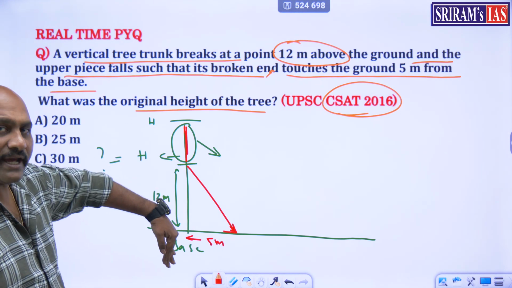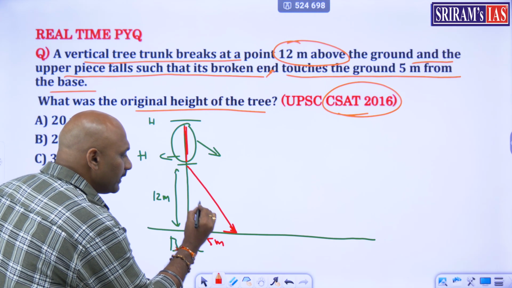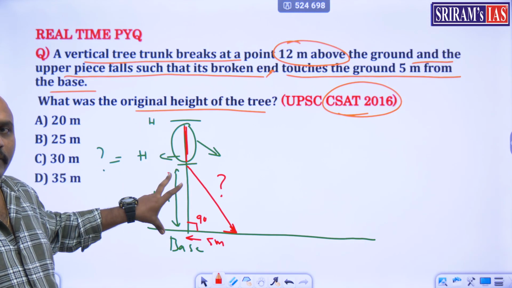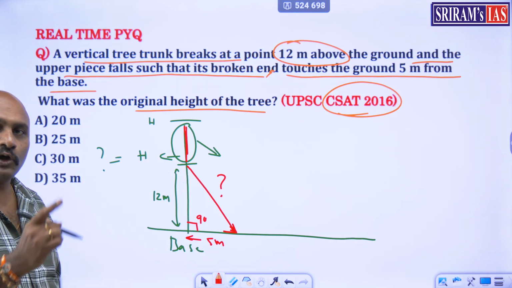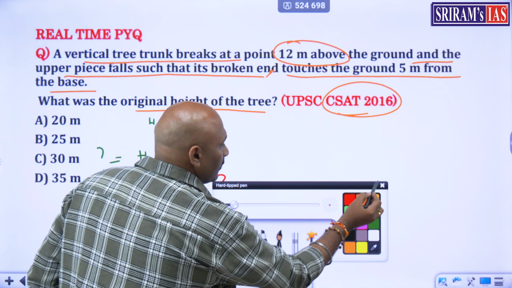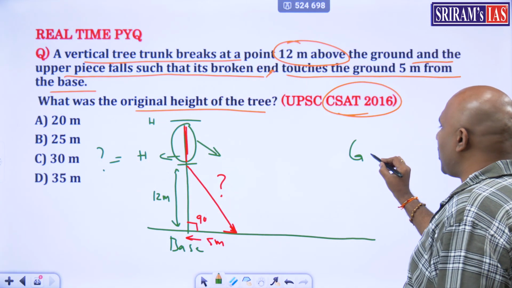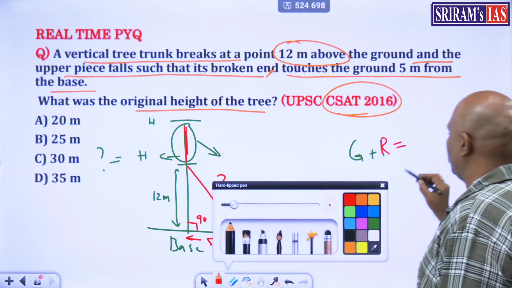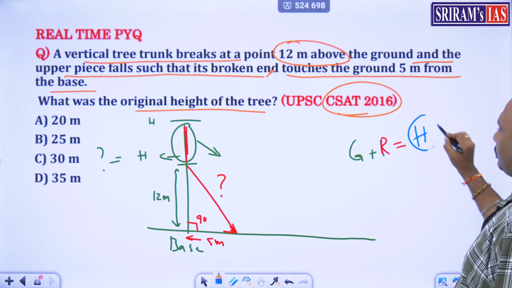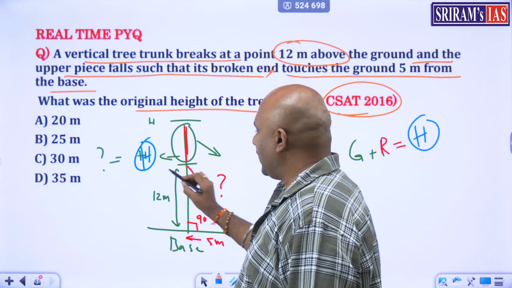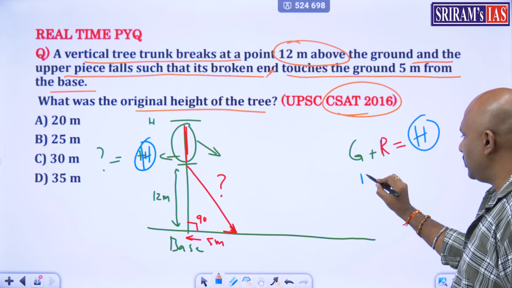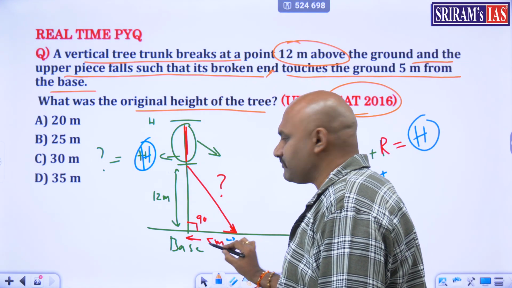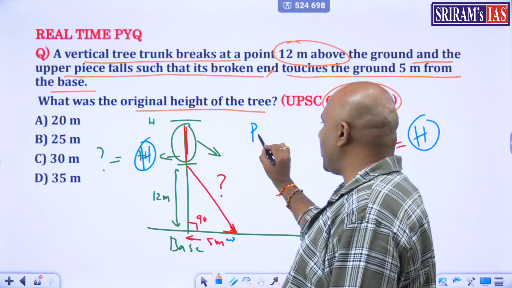This is the situation. Now when it breaks, we know this will form a right angle triangle, 90 degrees. And you don't know what this length is. If I want the length of the whole tree, I need this part plus this red part. So green plus red, green part plus red part, is equal to the height of the tree. The green part is 12 meters, which we already know. So it is 12 plus the red part we have to find out. It's a right angle triangle. I know this length is 5 meters. Perfect right angle triangle, use Pythagoras theorem.